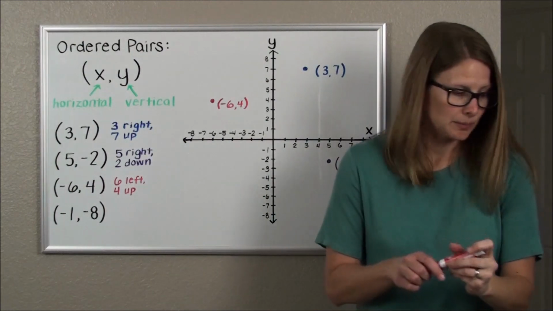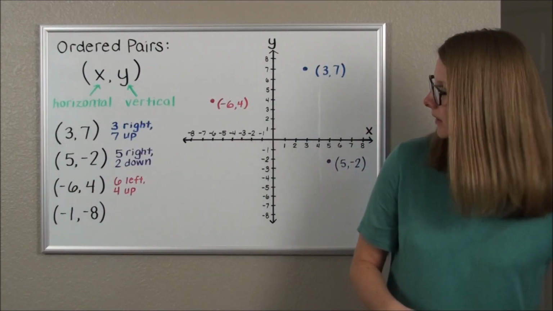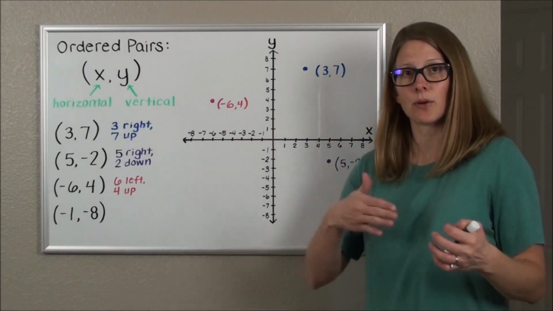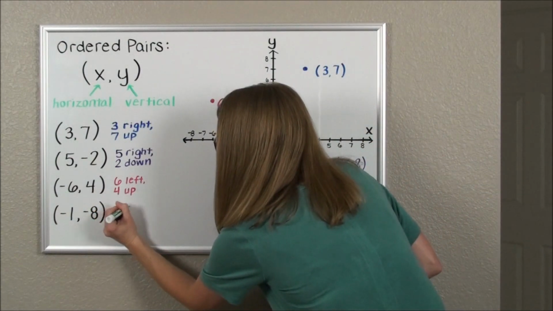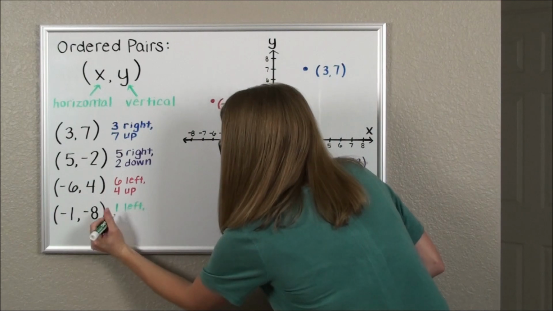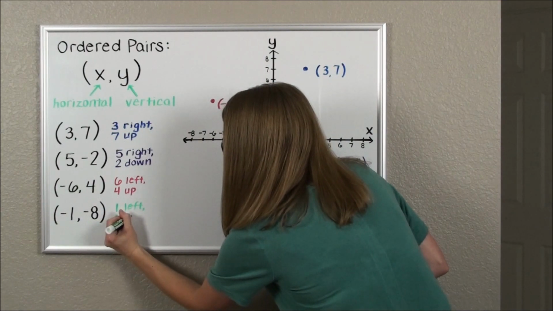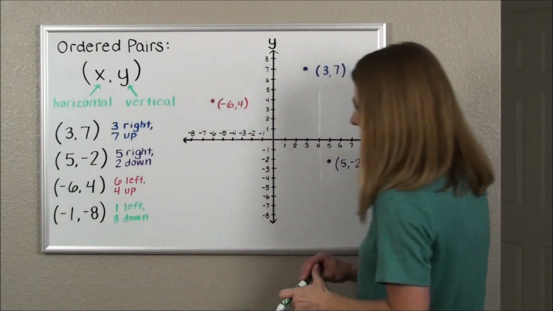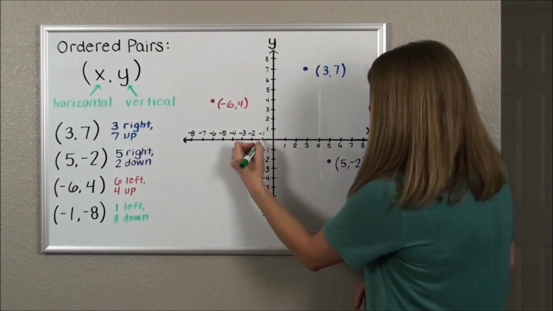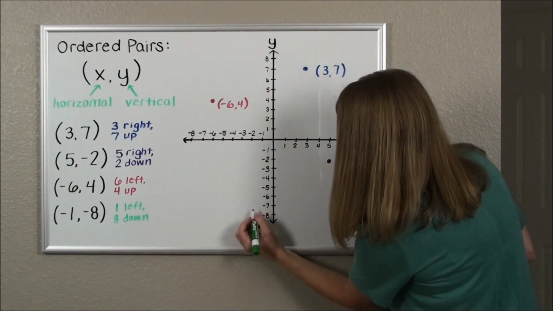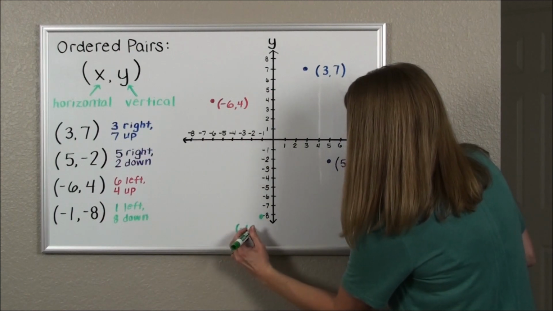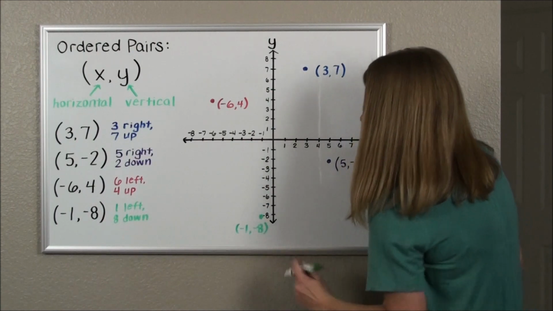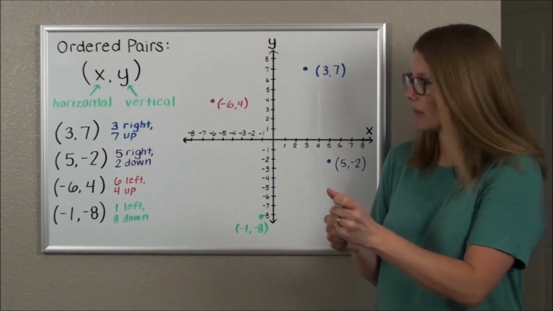And then for our last point, we have (-1, -8). So again, first number is horizontal, second number is vertical. So here we will go 1 to the left because it's negative. We will go 8 down because it's negative also. So 1 to the left, and then 8 down will put us about here. So there's the point (-1, -8).